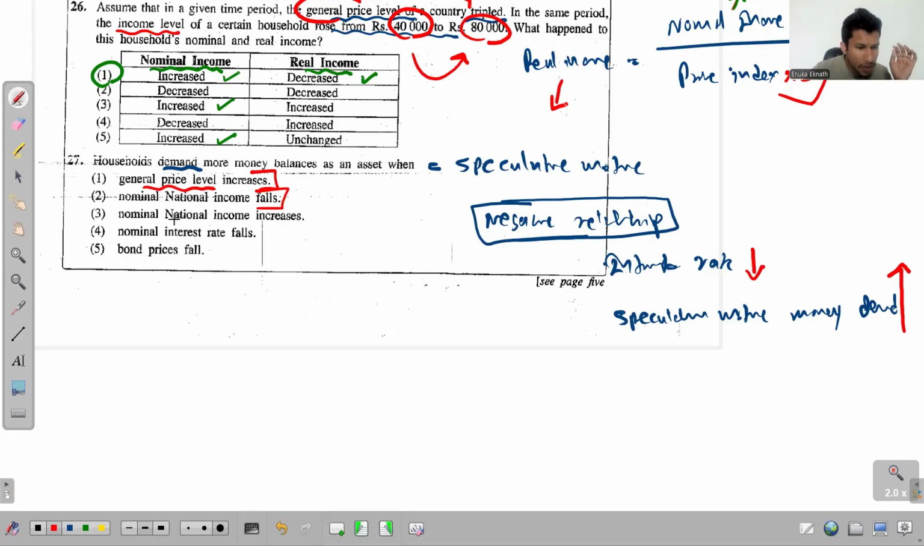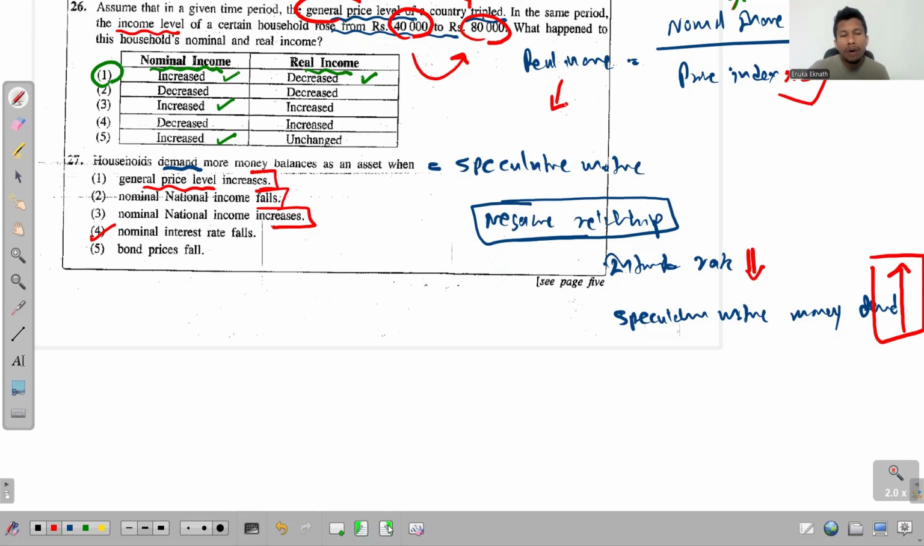And the third one says nominal national income increases. No, it's simply the opposite of the second one. If the second one is not related to this speculative motive money demand, even the third one is not related. But look at the fourth one. Fourth one says nominal interest rate falls. See, as I mentioned, if speculative motive money demand has increased, interest rate should decrease. And that's what they have mentioned in the fourth option. So for this question 27, the fourth one is the answer.